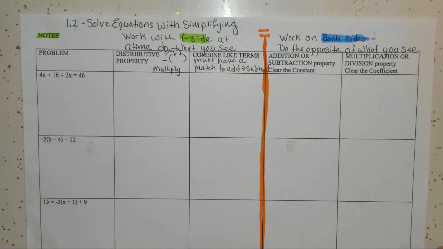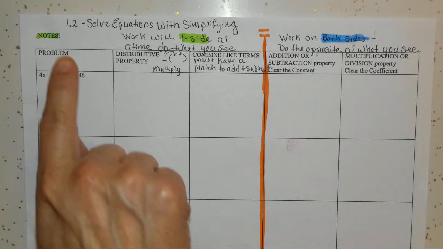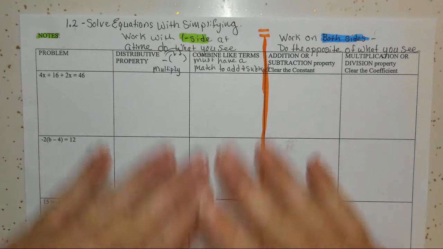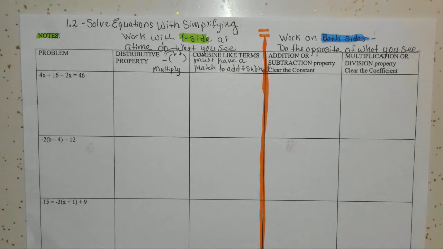Okay, we are ready now to combine the lessons that we have previously done. Today we're taking notes, section 1.2, over solving equations with simplifying. I've arranged a format here to help guide us through the steps that we need to think about.